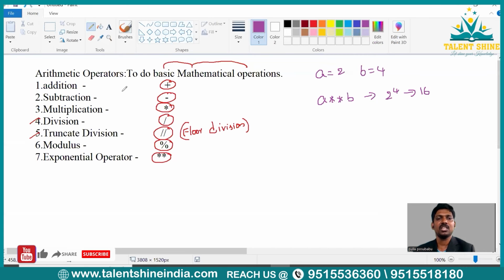So these are the different operators we have from the arithmetic operators. These operators can be used in order to perform basic mathematical operations in our programs, and we regularly use these operators. I hope everybody is clear with the arithmetic operators. Now let's discuss the relational operator.